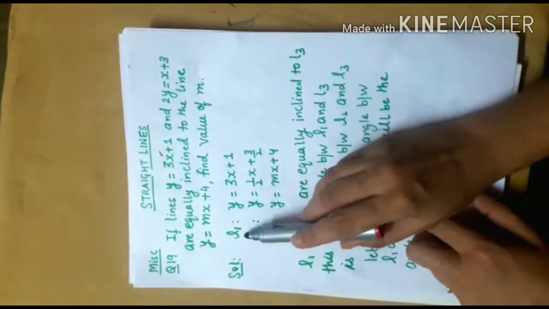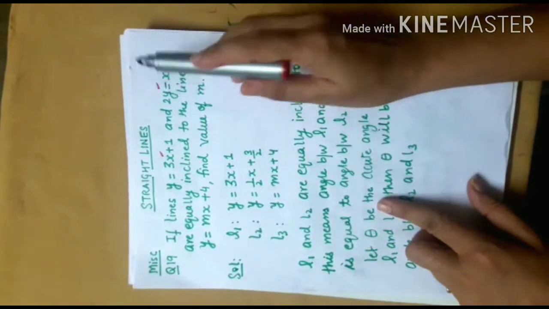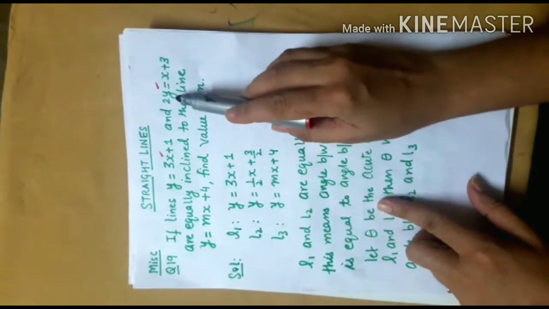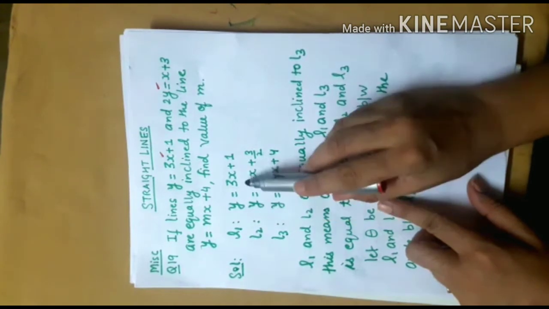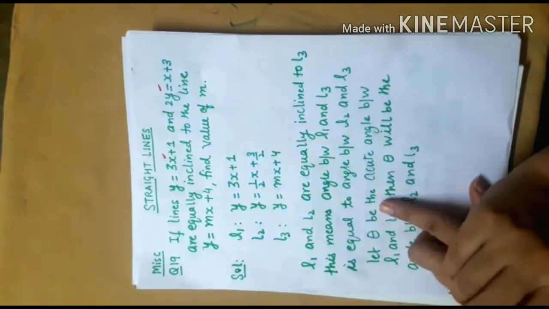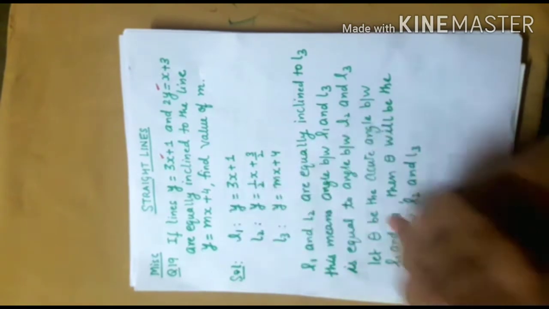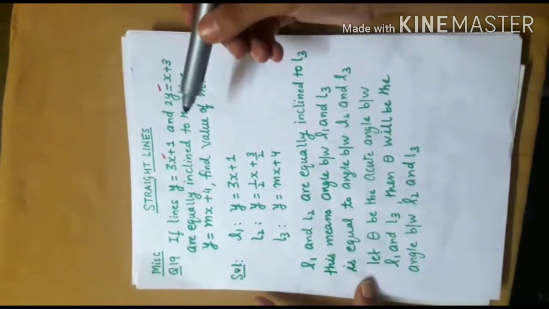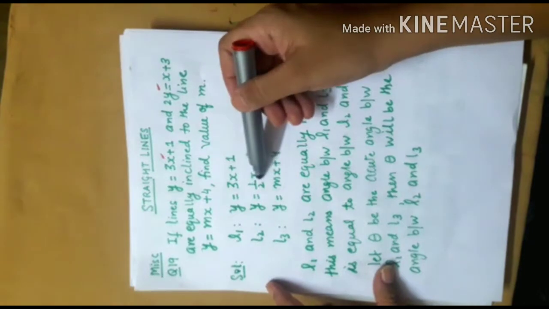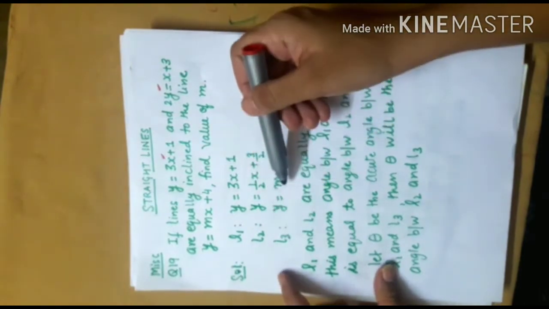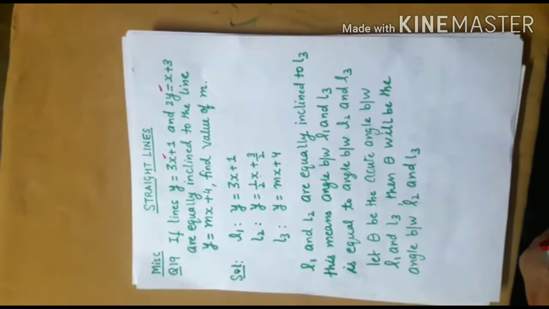Let this line be L1, this line be L2. I have written it as y equals 1 by 2 x plus 3 by 2. And L3 is y equals mx plus 4. Now the question is, L1 and L2 are equally inclined to L3.